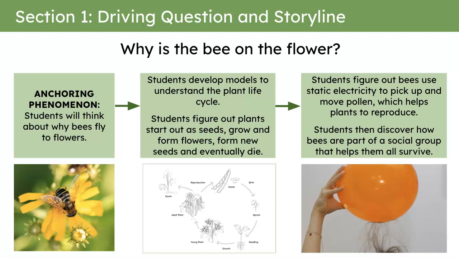Students will first observe and model the life cycle of a plant. They will then consider how bees help the plant and investigate how they can use static electricity to collect pollen and pollinate flowers. Students then explore how bees work together in social groups, which helps them all to survive. Students use these understandings to connect back to the driving question and phenomenon to connect the bee, flower, pollen, and hive. They will learn how everything is interconnected.